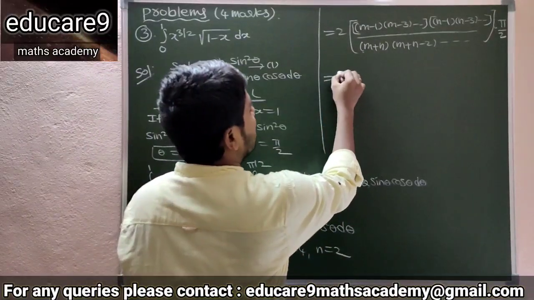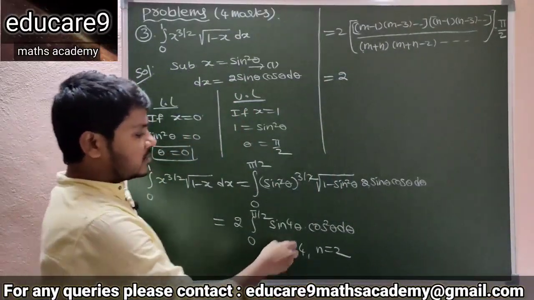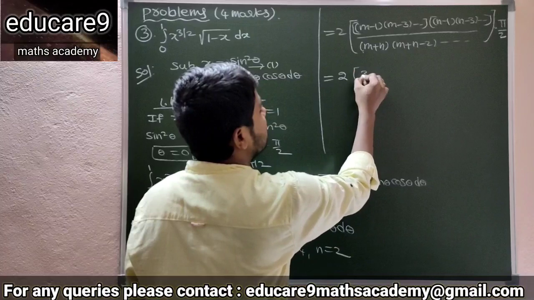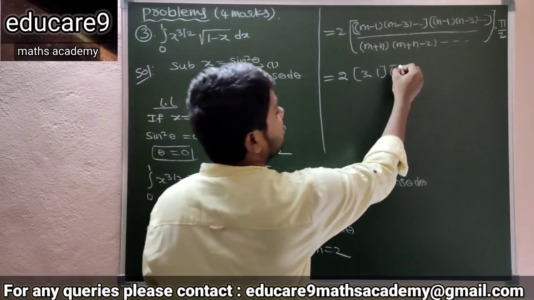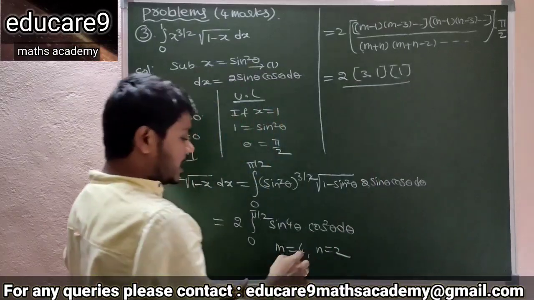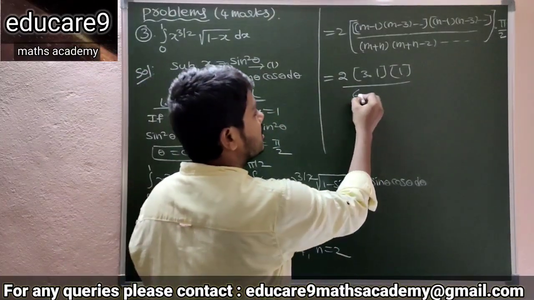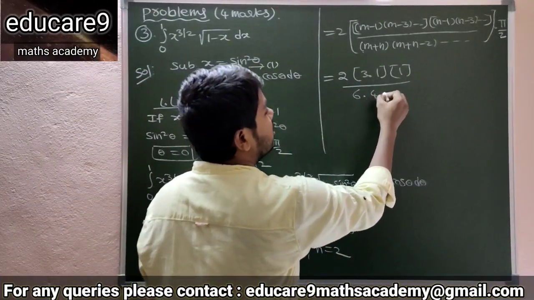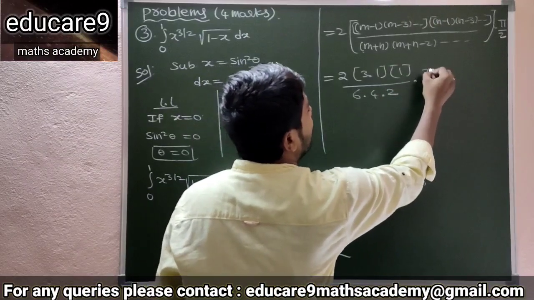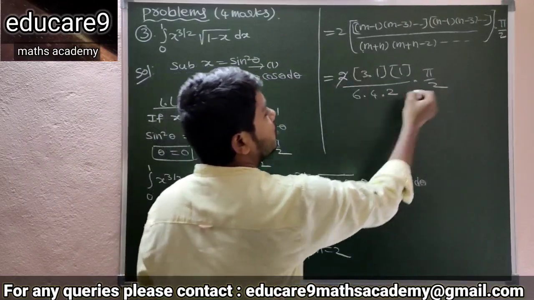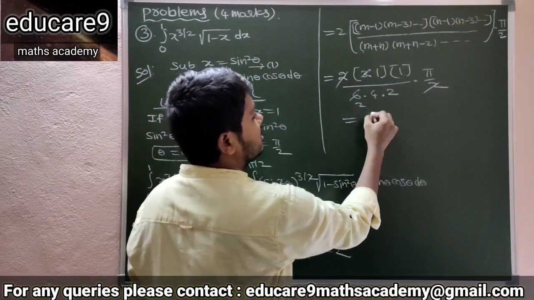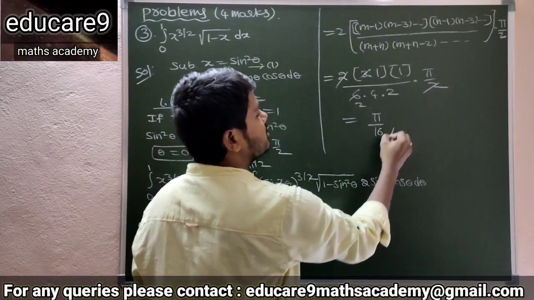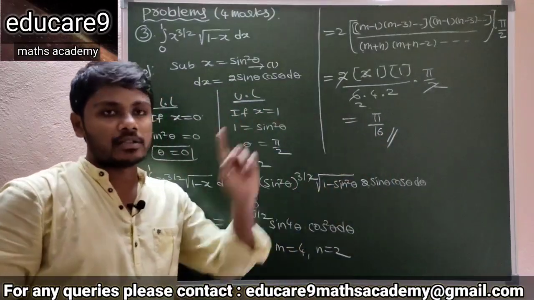Now this is 2 times m minus 1, 4 minus 1, that is 3, 4 minus 3 is 1, into n minus 1, 2 minus 1 is 1. So divide by m plus n, that is 6, and 6 minus 2 is 4, and 6 minus 4 is 2, into pi by 2. So here 2 gets cancelled. Now 3 1s are 3, 3 2s are 6. So clearly this is pi by 16. So this is the required answer.